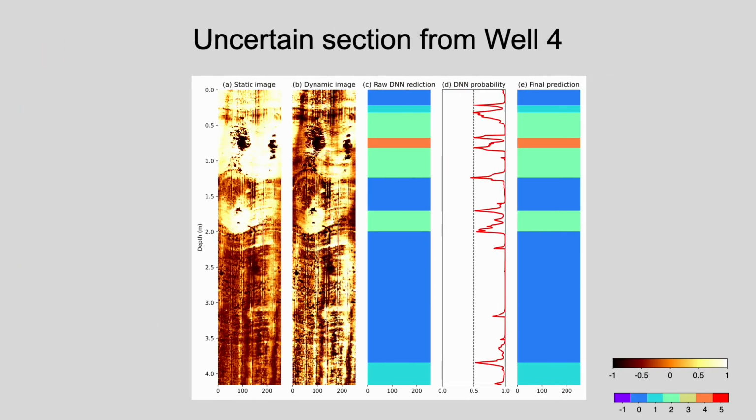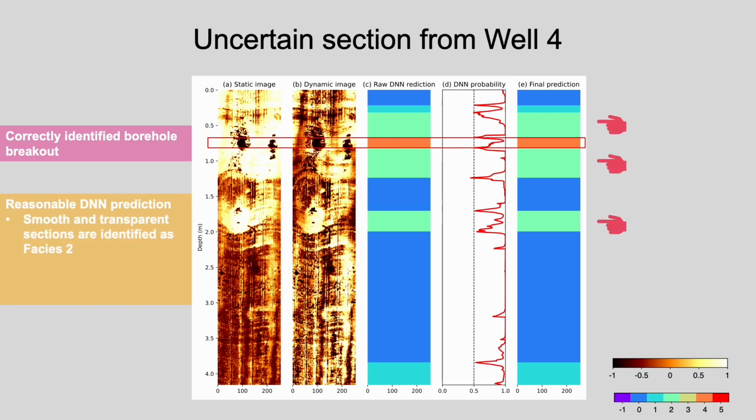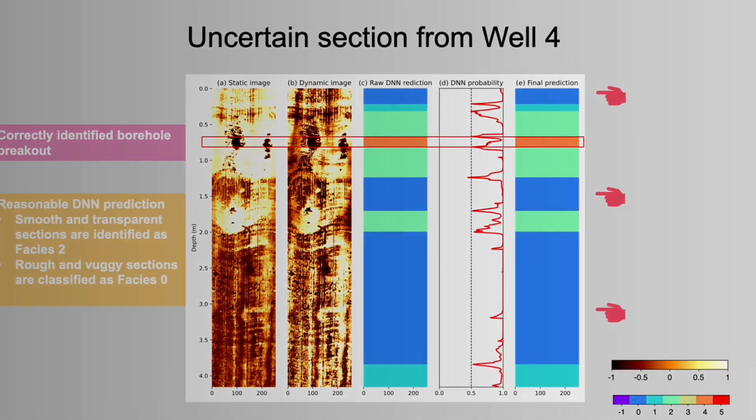This is an uncertain section from well 4. Its interpretation is impeded by the strong vertical artifacts. First, the DNN correctly identifies the borehole breakout in the red box. Second, the DNN prediction is very reasonable in that the smooth and transparent sections are identified as facies 2 and the rough and fuzzy sections are classified as facies 0.